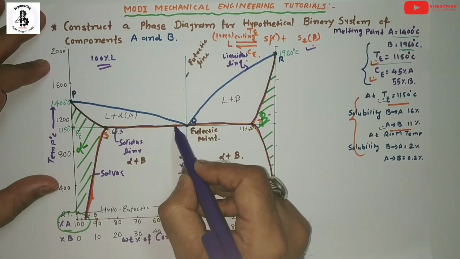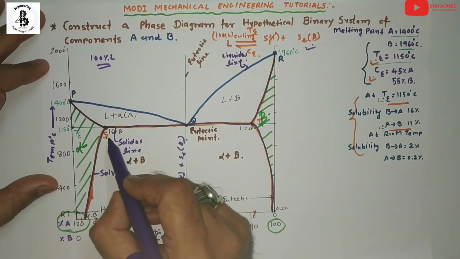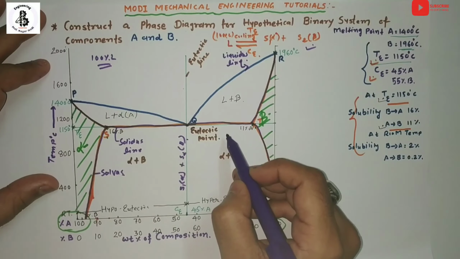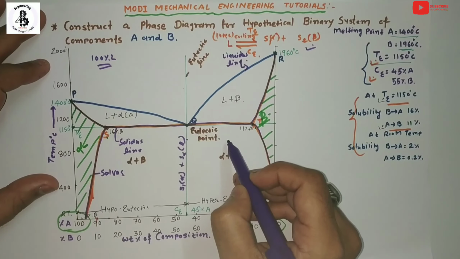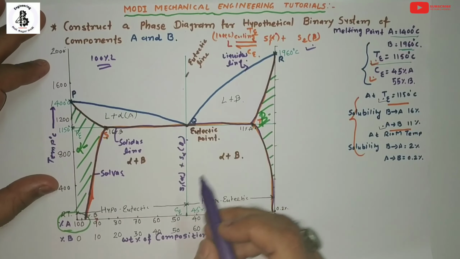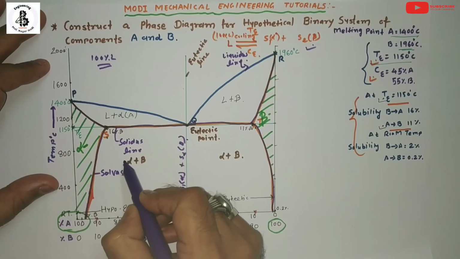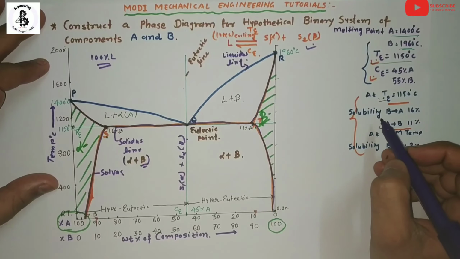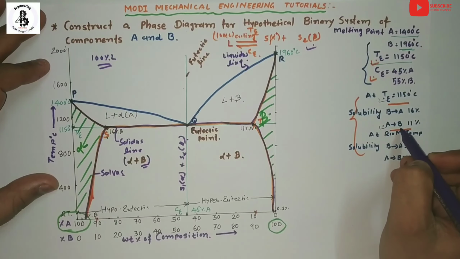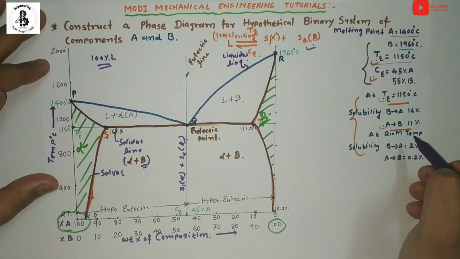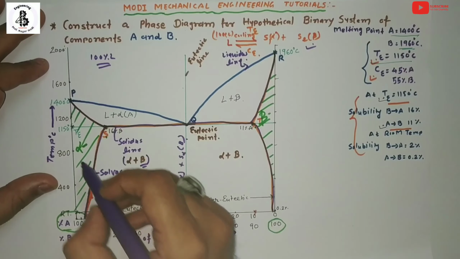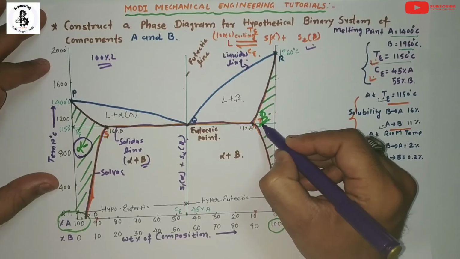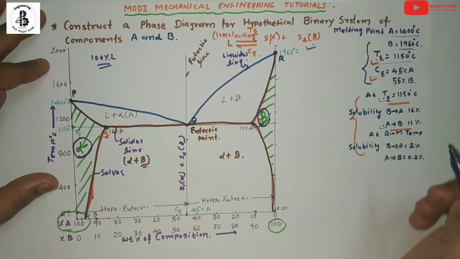And just below the eutectic temperature line, in between S point and T point, it acts as an insoluble solid solution. So it has two different solid phases, alpha and beta. According to the solubility of B into A and A into B at different temperature ranges, it makes a single phase. So from this side it is the single phase alpha, and from this side the single phase beta.